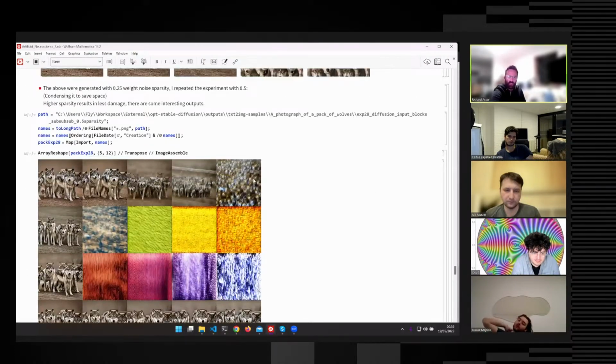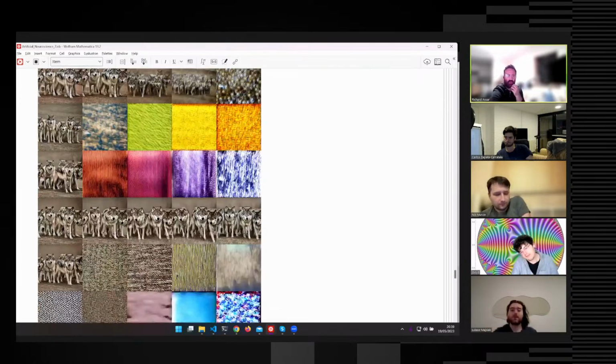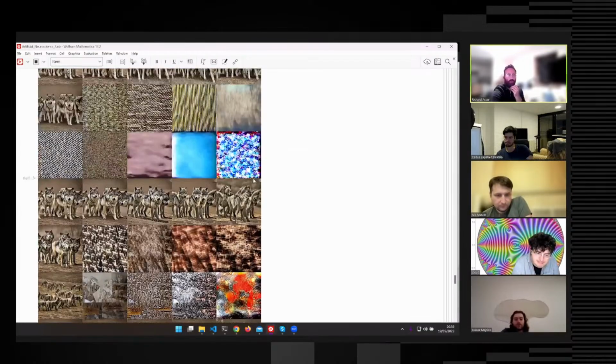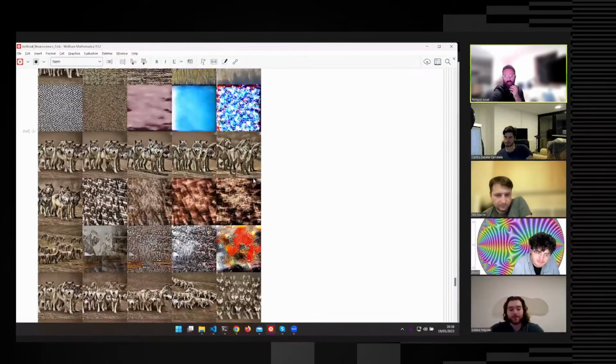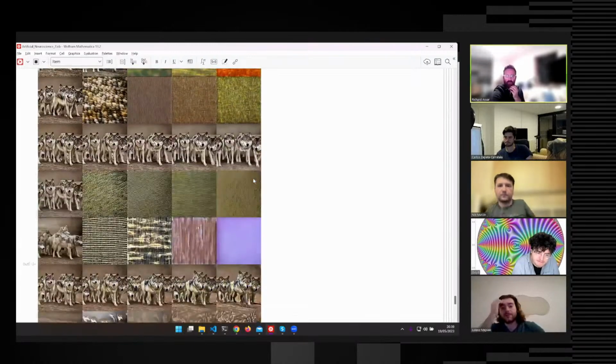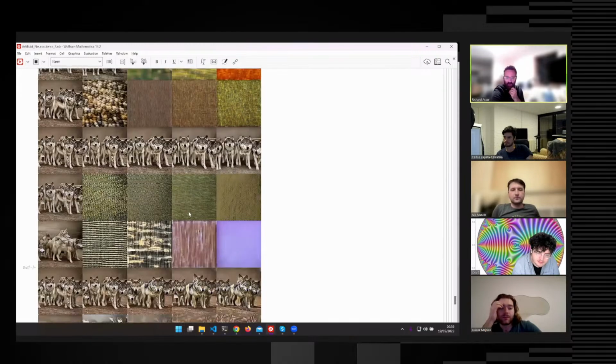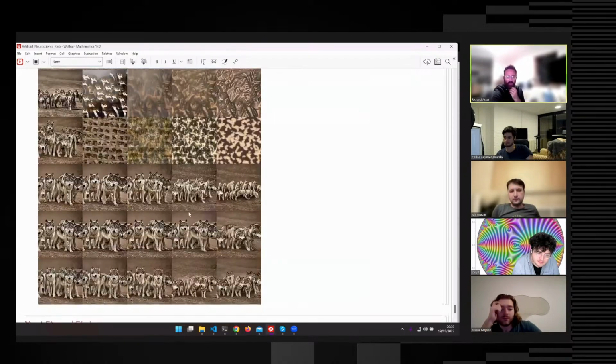And I've done it again here with a different sparsity. That was 0.25, here's 0.5. So we're getting more sparse, and then I did it again for 0.75 sparsity. In some cases you can see it hardly does anything, and it's less destructive. So we can start exploring the effects.